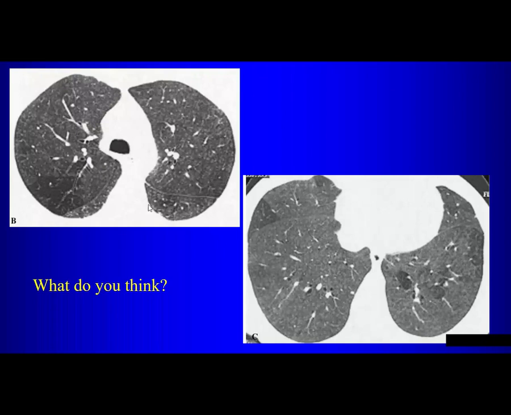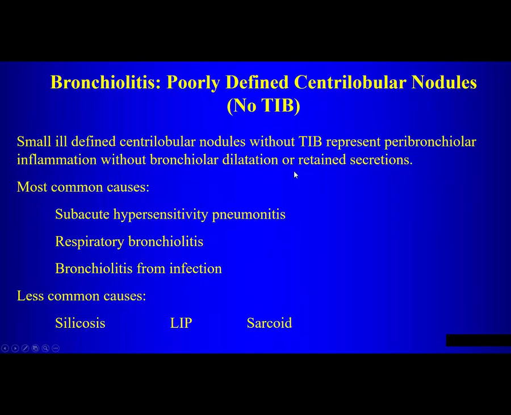Centrilobular ground glass and air trapping. Exactly right. Centrilobular ground glass associated with air trapping. So your first thought here is going to be hypersensitivity pneumonitis. Without tree and bud, we can see, especially if there's ground glass centrilobular nodules, we can get that with subacute hypersensitivity pneumonitis.